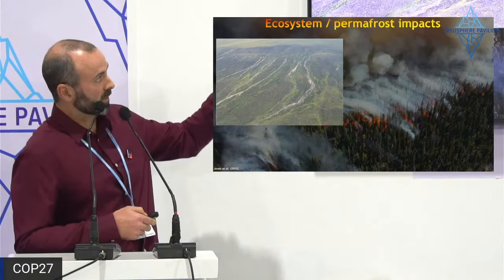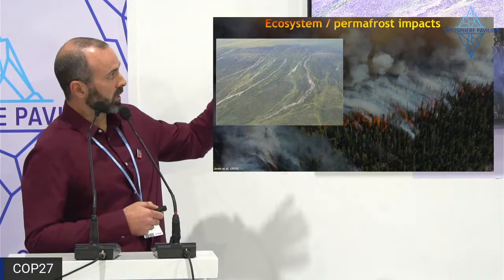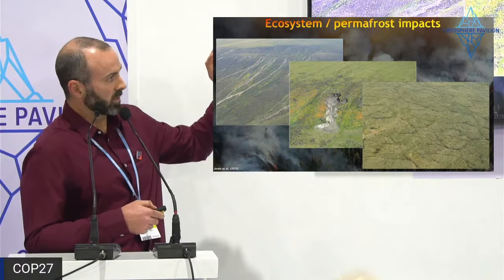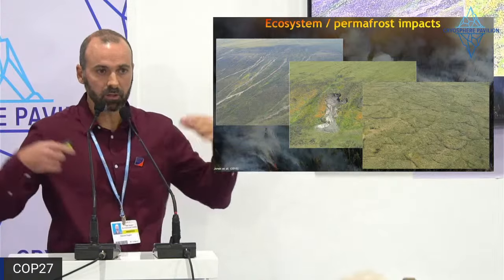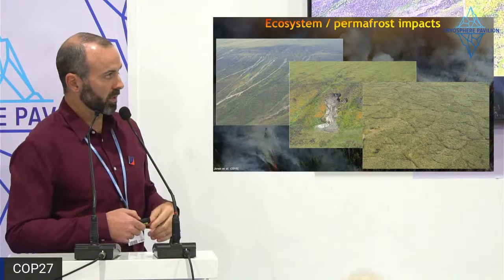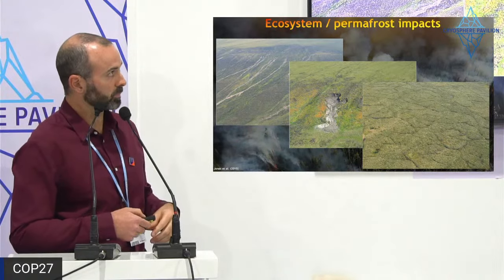And you can see some braided detachment slides. You can see some retrogressive thaw slumps. And you can see some ice wedge degradation. So we have all kinds of abrupt thaw events occurring after this fire in ice-rich permafrost.